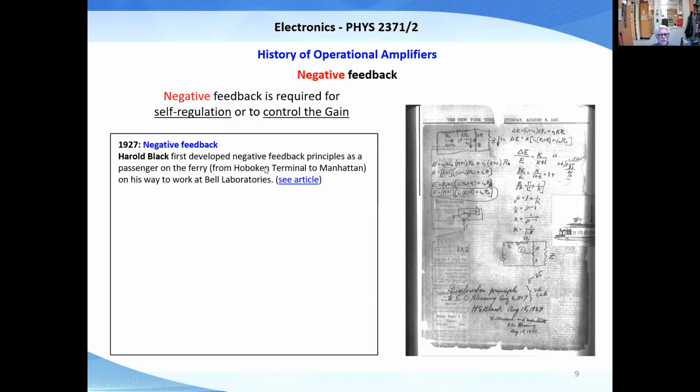So anyway, he was on this ferry, and he came up with this idea, and he didn't have anything to write on. So he had this newspaper. You can see Saturday, New York Times, Saturday, August 6, 1927, and he started scribbling down these notes on how you take some of the output. Here's a voltage divider, and he's taking some of it and putting it back up into here.